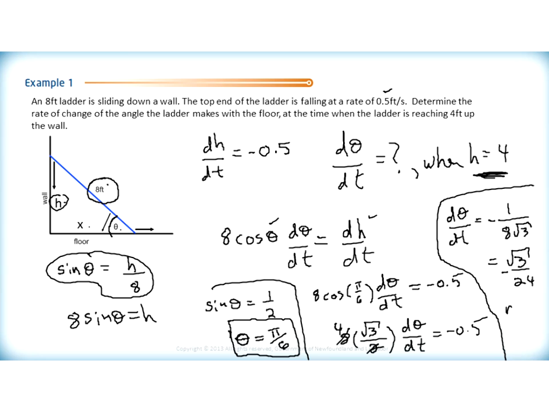And that's going to be in radians per second. Okay, so we got that in radians per second. Sorry about the space issues. Okay, so that's a funny one.